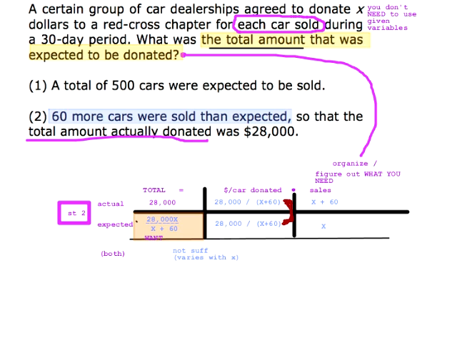So now we combine the statements. If you've filled out this chart, then there's very little extra thinking that has to be done here, because you have a total of 500 cars expected to be sold, and so that is x. 500 cars expected. It just gives you that. So if you combine the statements, then boom, I know that x is 500, which means that everything is sufficient.